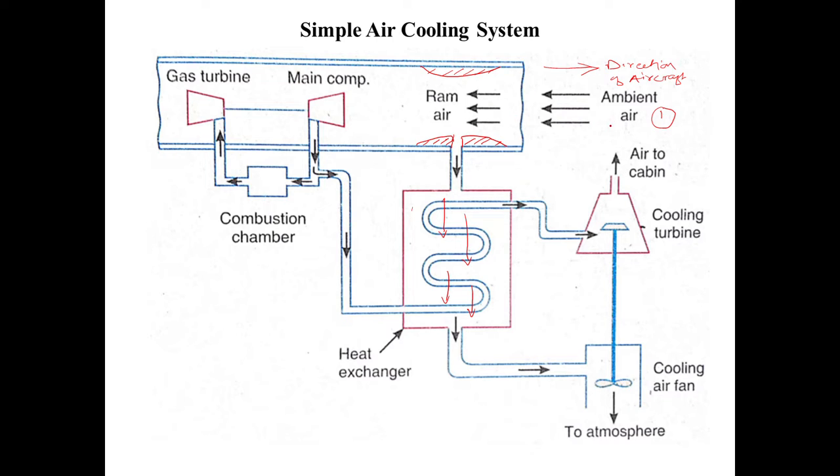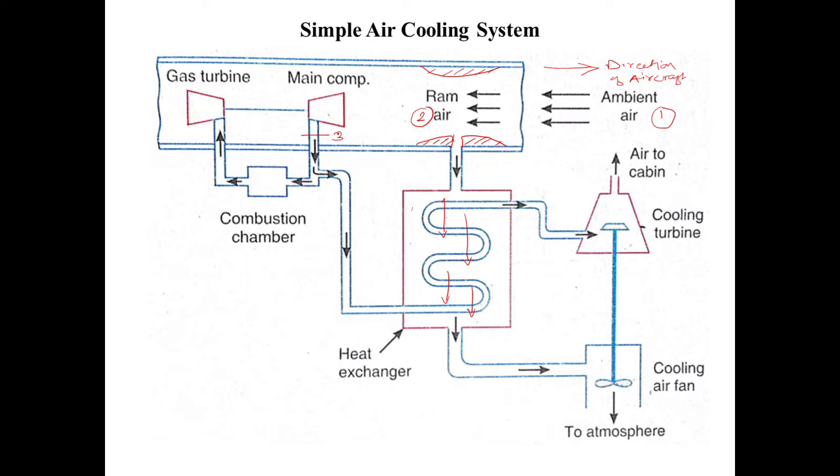So the state of air will change from 1 to, let's say, 2. It will be the state 2. Now this ram air will be given to the main compressor. So in the main compressor again there is an increase in the pressure and temperature. So at the exit of main compressor, at this particular point, the state of air is going to get changed, which is nothing but the exit of compressor.